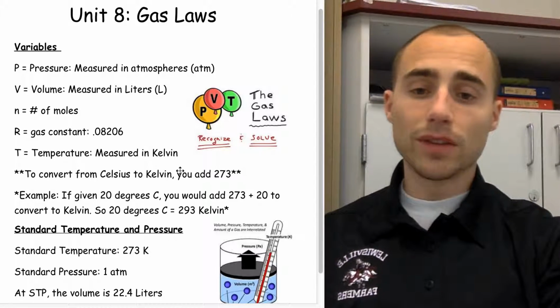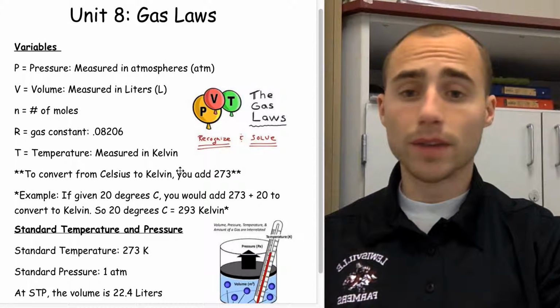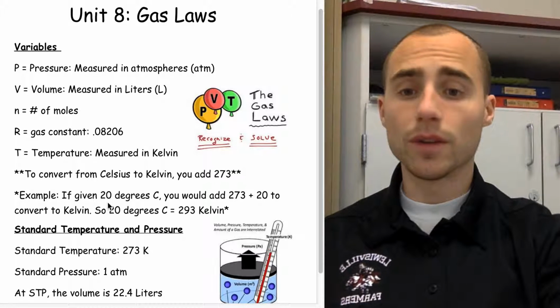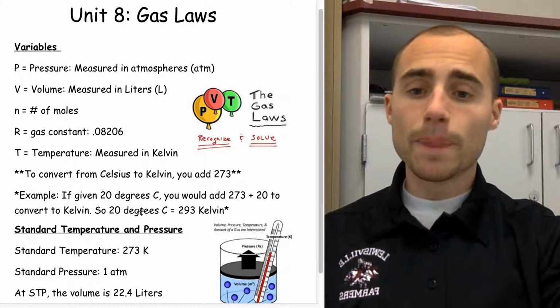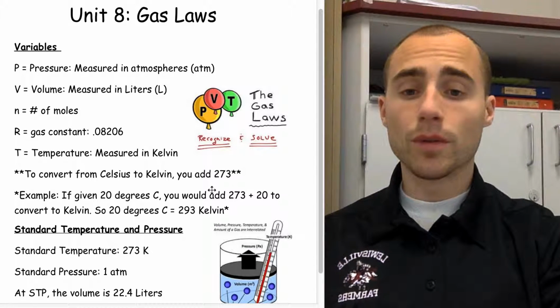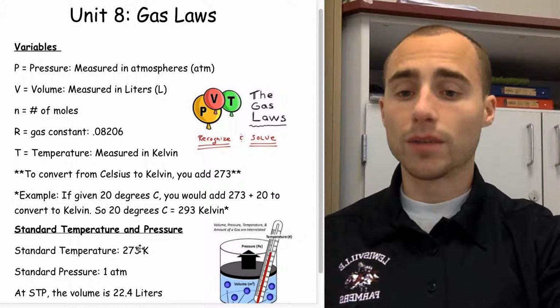To convert from Celsius to Kelvin, we've practiced this a ton of times, you add 273. So if you're given 20 degrees Celsius, you would add 273 plus 20 to convert to Kelvin. So your Kelvin would be 293 Kelvin.